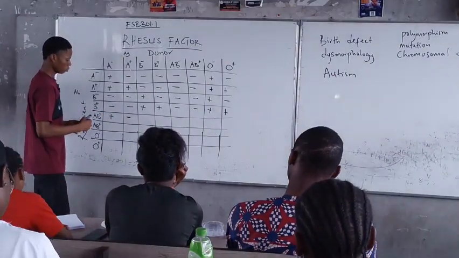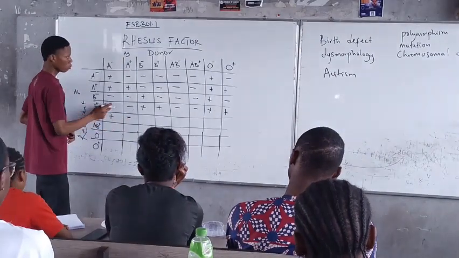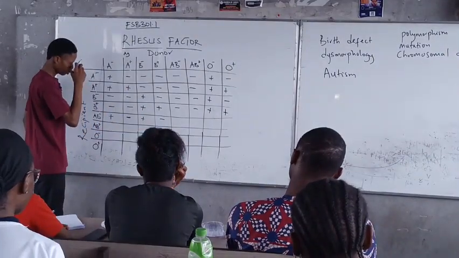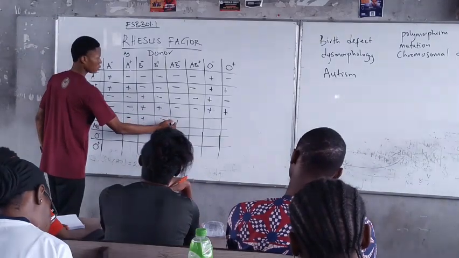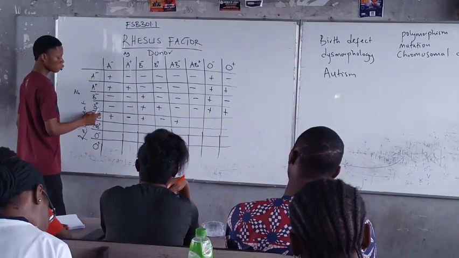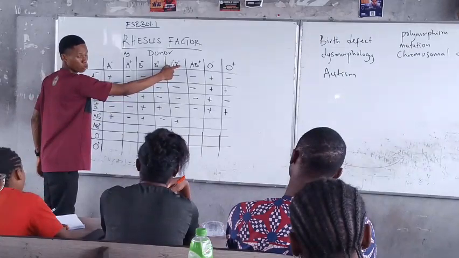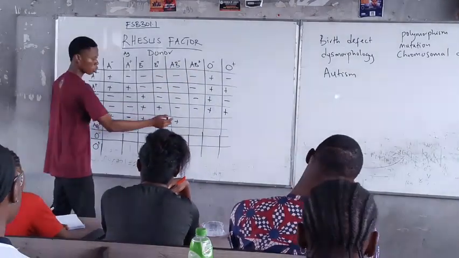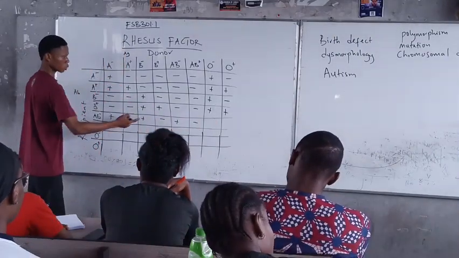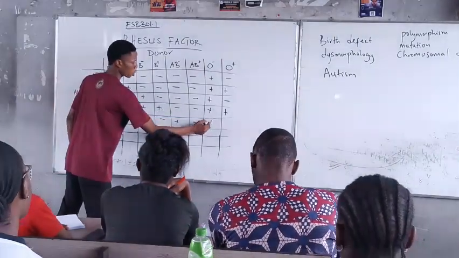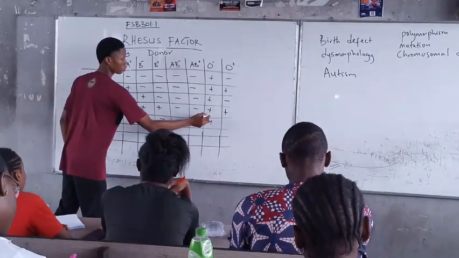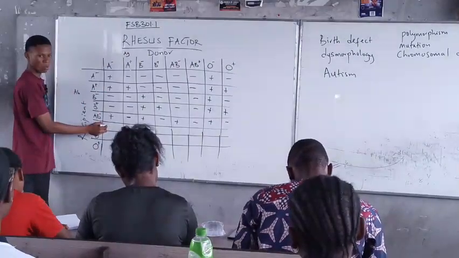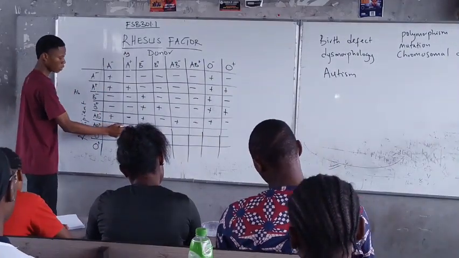Plus or minus here? Both of them lack, so plus. Plus or minus? This one does not have, but this one has the protein. So there will be a problem if he receives. So plus or minus? Plus. Because this one has and this one does not have.